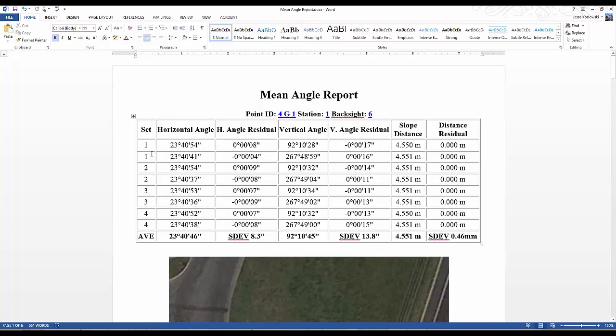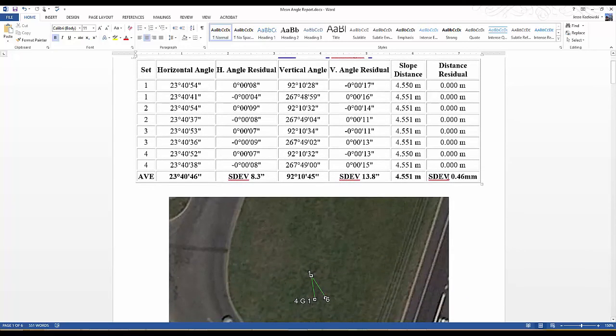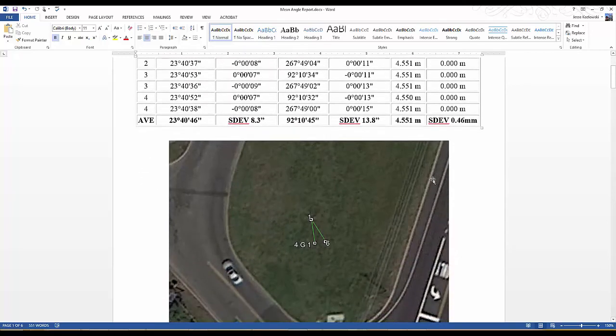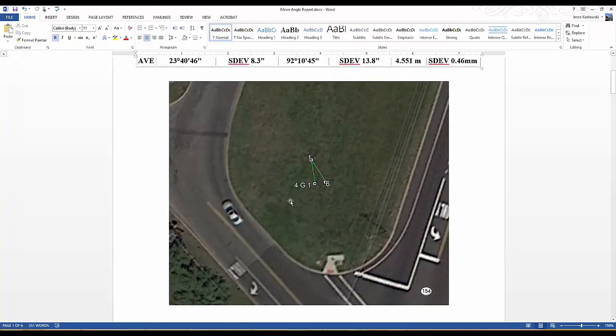These are the sets. I turned 4 sets in phase 1 and phase 2. And so here's the average in bold, the standard deviation, and then here's the vertical angle and the standard deviation, and the distance in meters and the standard deviation. So there's station 1, and that's the angle between 6 and 4.